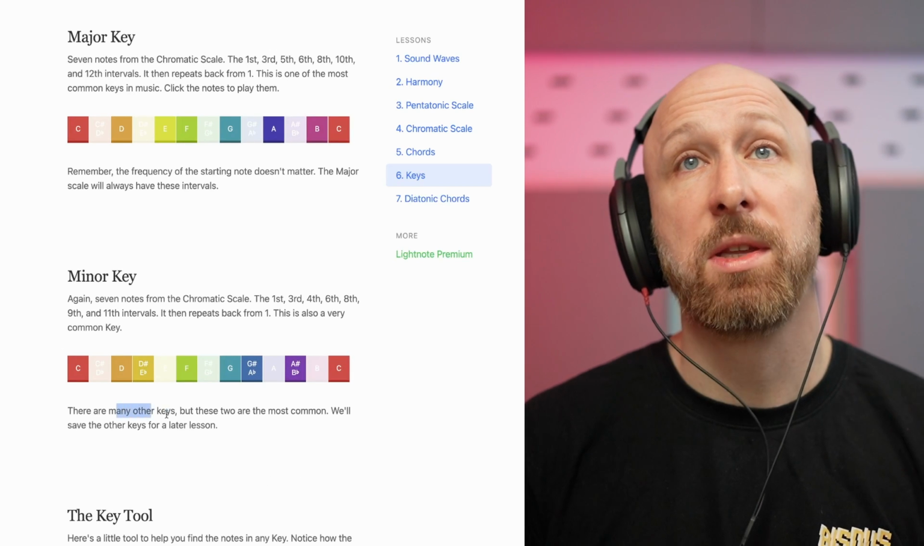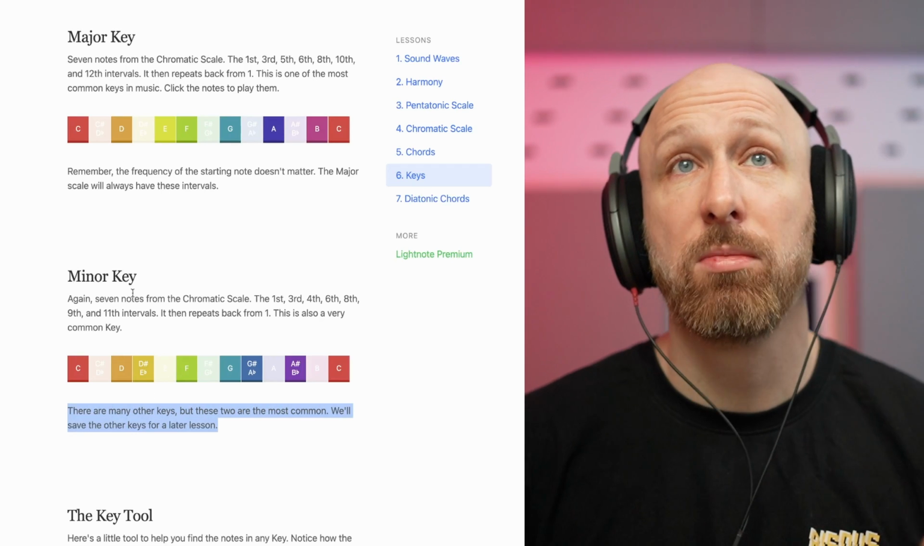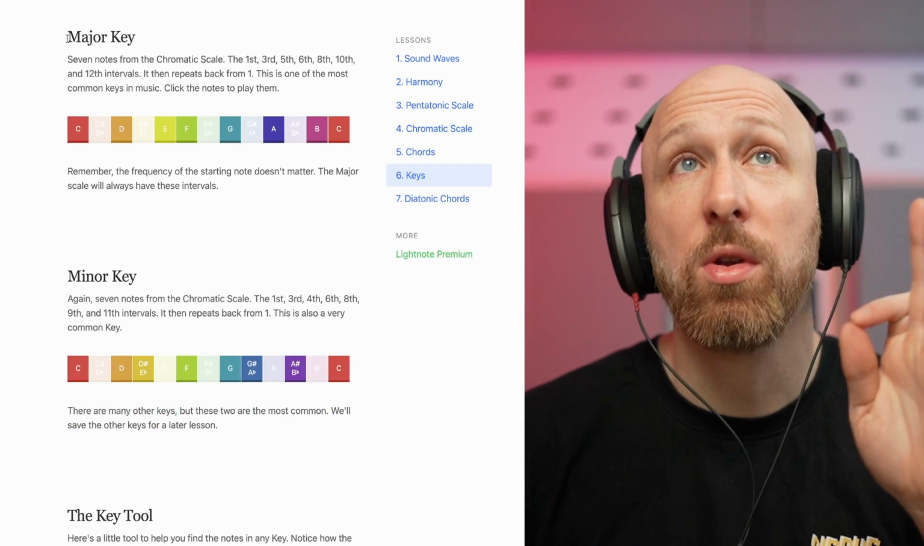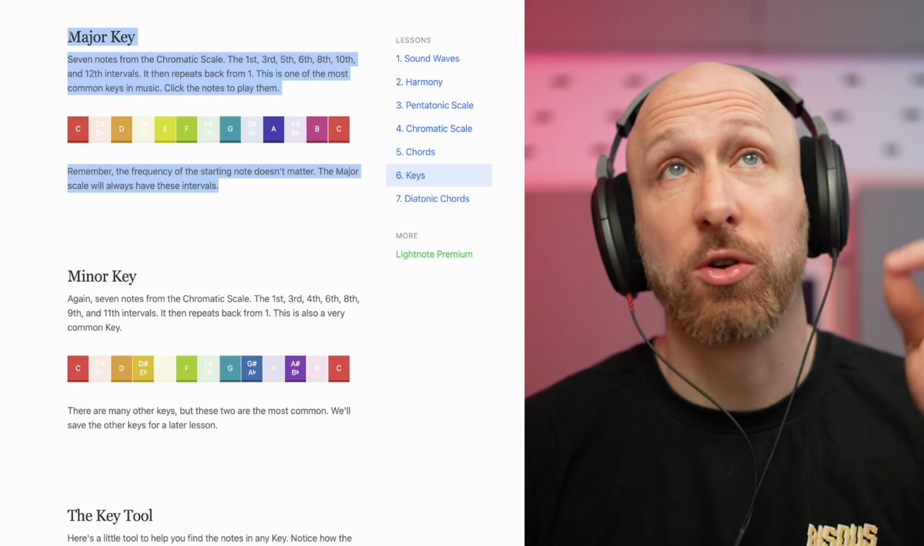There are many other keys, but these are the two most common, and we'll save the other keys for a later lesson. And to be honest, even between these, I would just recommend only focusing on the major key for now. I tend to simplify my lessons by just focusing on the major key.